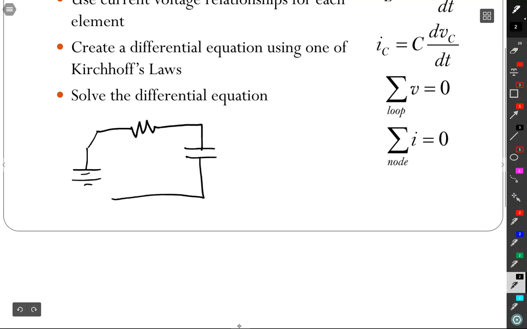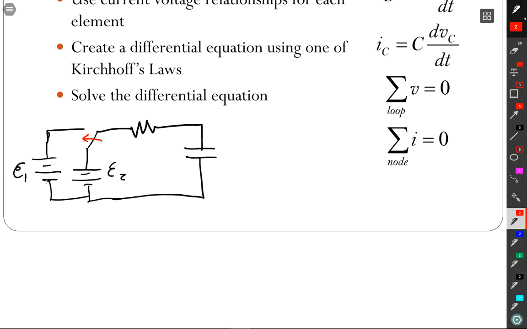Also, last time I did this, I had my power supply with positive on both sides. That was a mistake. This would be an example where you would have, for instance, two different power supplies, and it switches from one power supply to the other. That's a little different than what we did before, but all it's doing is changing the starting and ending conditions in the rest of it.